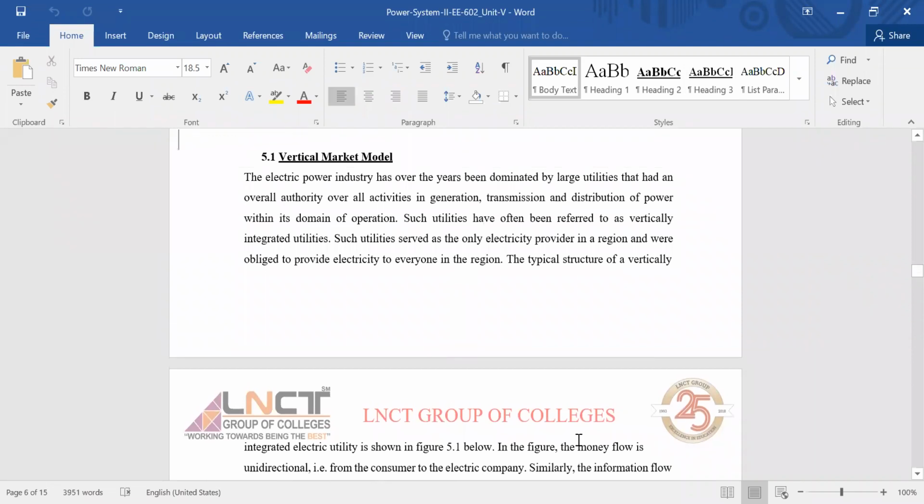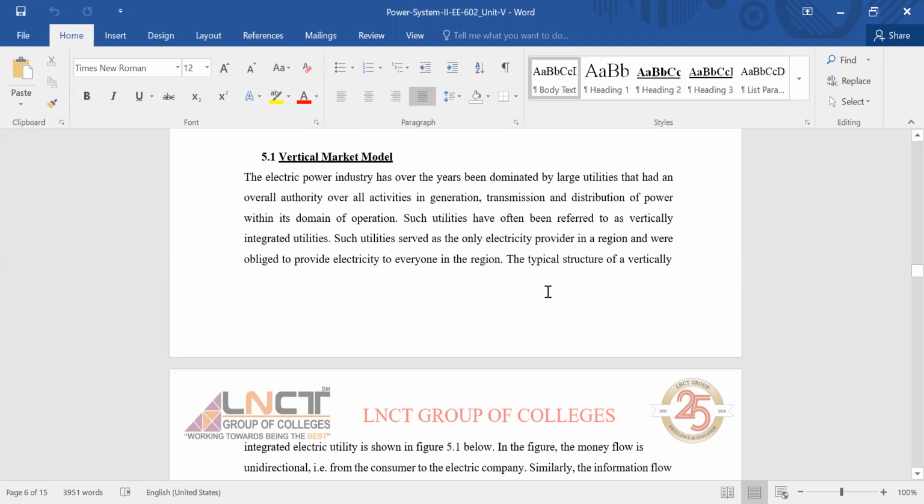Over the years, the power industry has been dominated by large utilities with authority over all activities: generation, transmission, and distribution of power within their domain of operation. Some utilities are referred to as vertically integrated utilities. Such utilities serve as the only electricity provider in the region and are obliged to provide electricity in that region.